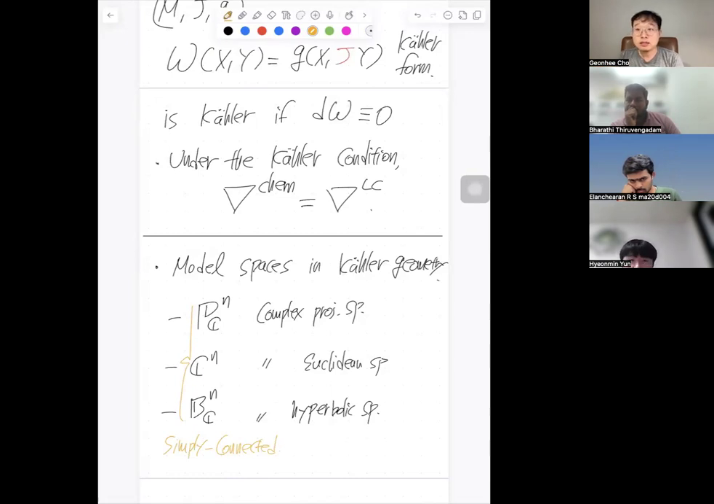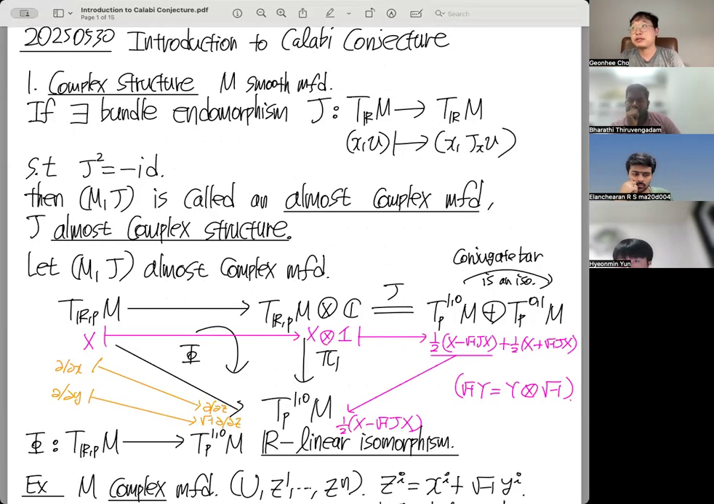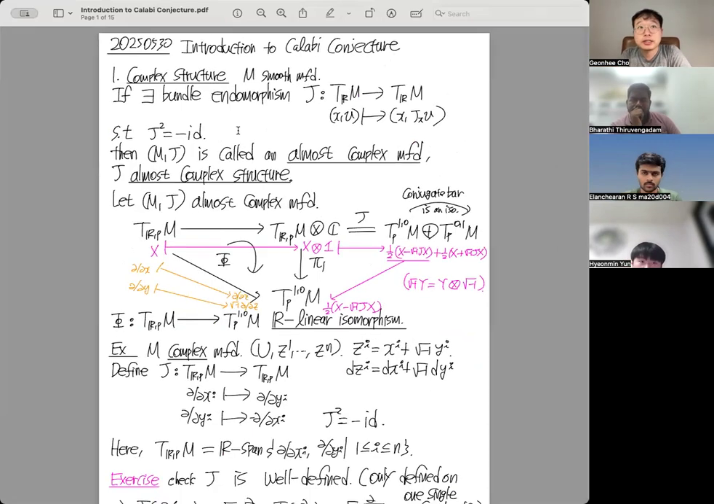So what's the reason that we treat these three spaces as models? Now let me share my note. The reason is comparison in Riemannian geometry, in the following sense. So this is the note I shared.